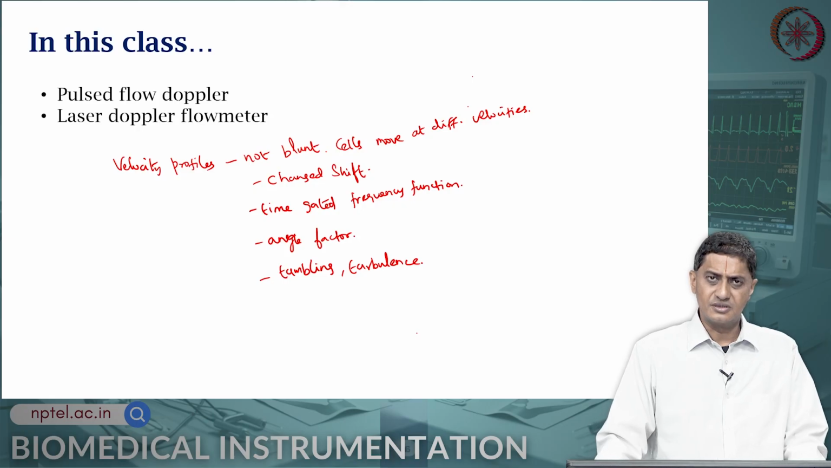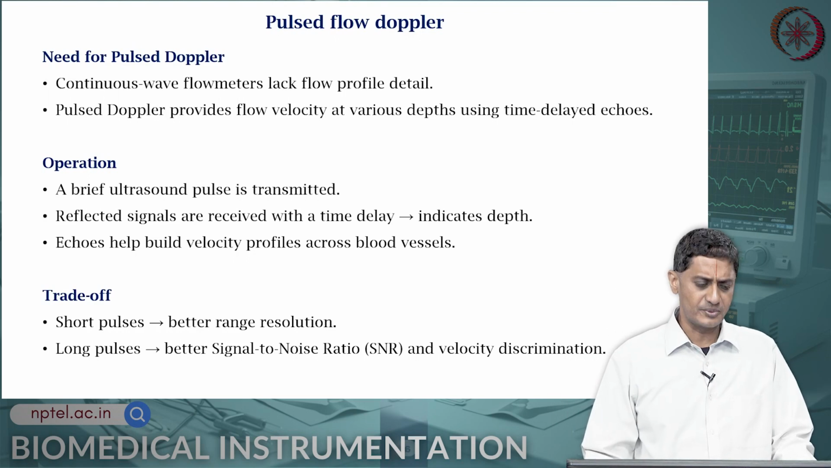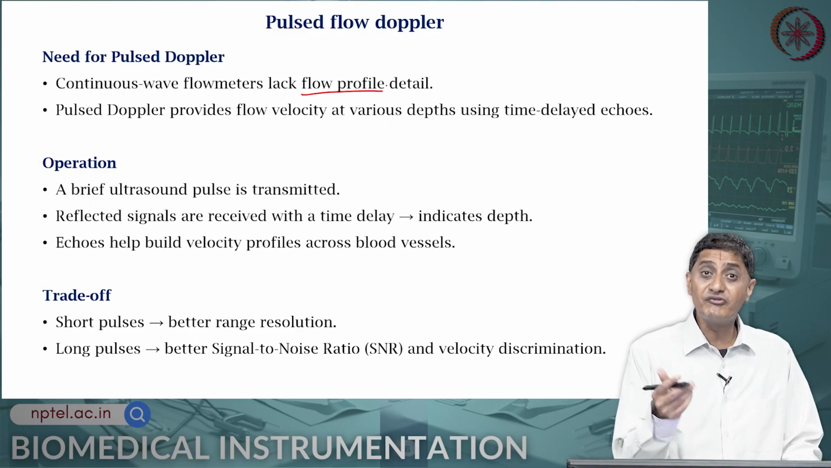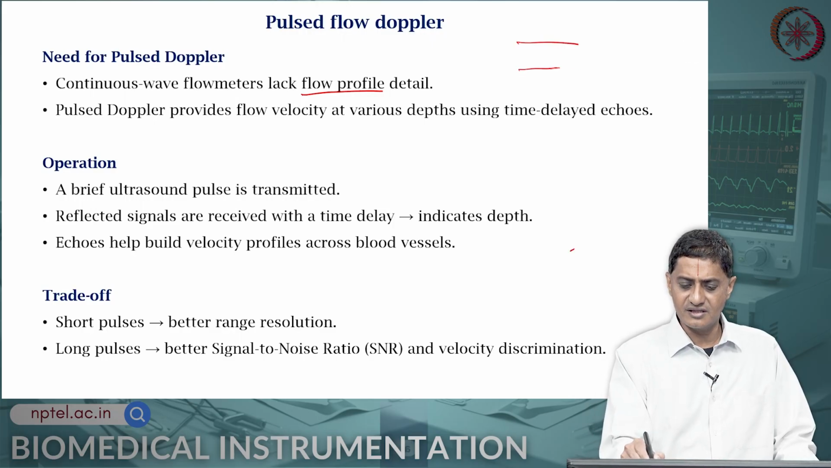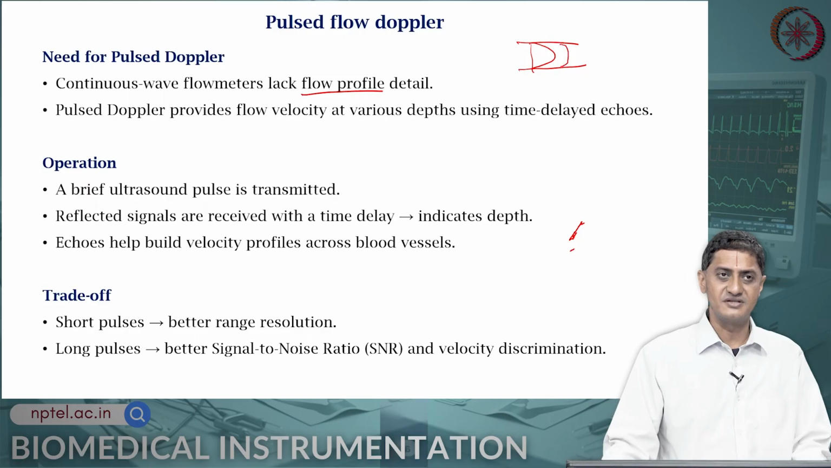So, we are interested in getting a more accurate picture. For that, we go for what is called the pulsed flow Doppler. Why is this needed? Because the continuous wave Doppler flow meters essentially lack flow profile detail. You get a single number, you do not get a profile within the blood vessel. What is the profile of velocity that you are having, this or is it this, or is it this, for example. There is a difference between these physically.